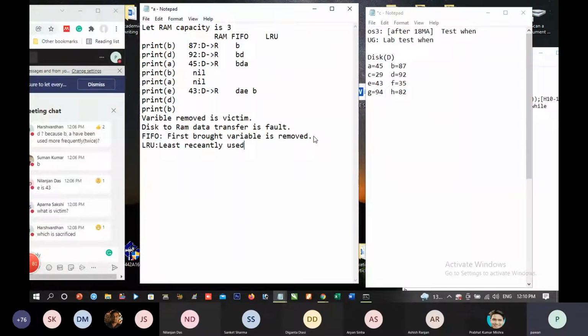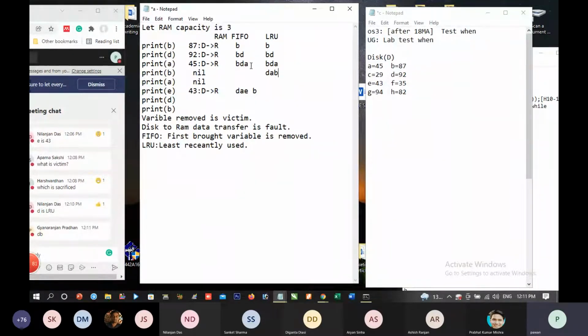Correct? Least recently used. Now, B was brought, it is in RAM. Then we brought D, it is also in RAM. Then we brought A, it is also in RAM. Then B is used again. So we write it as DAB. Why? Because B had been used again.